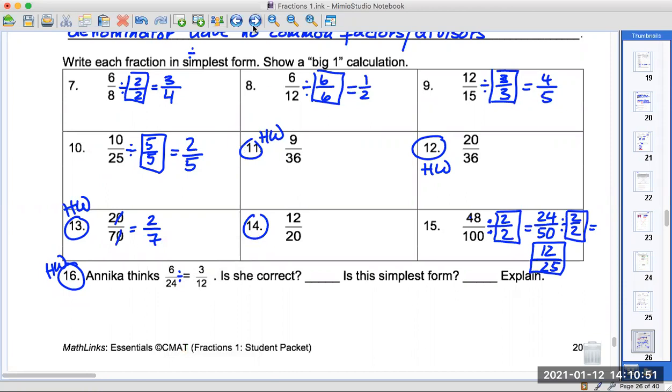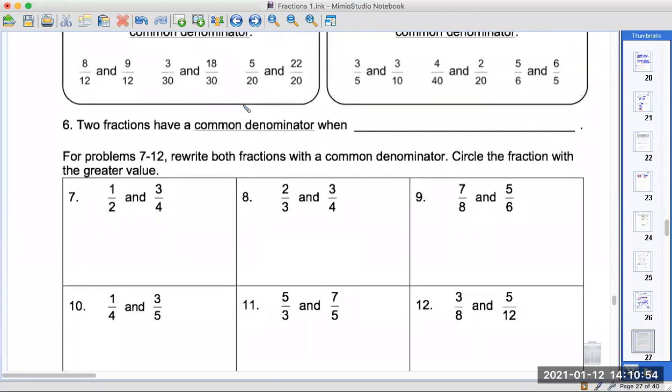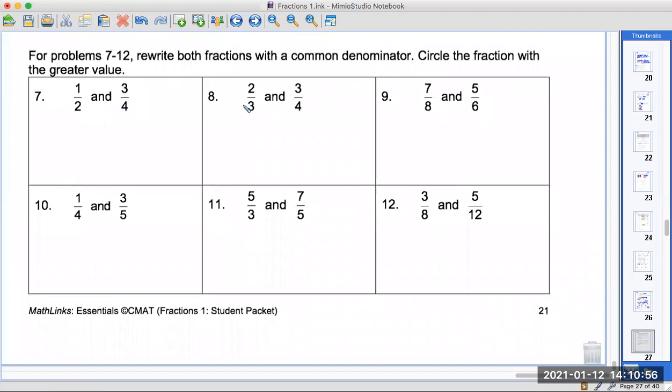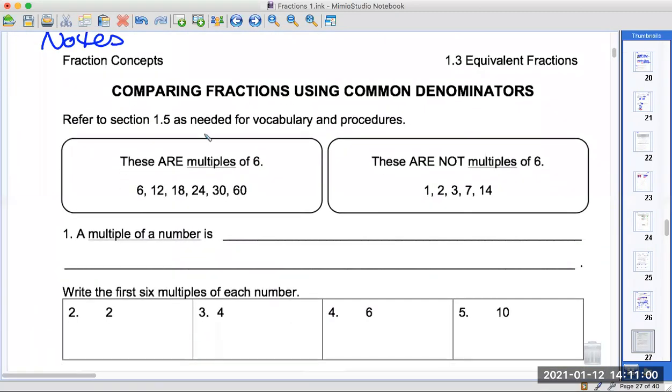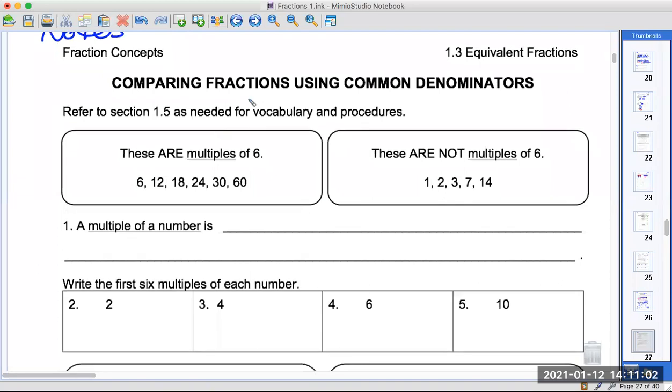Let's see. So now we're on page 21. We're almost done with this book, guys. And then we have to see if we understand this. Comparing fractions using common denominators. Did I skip anything?